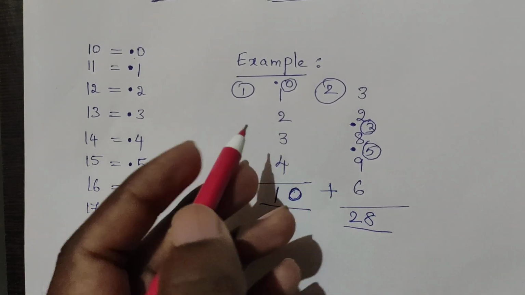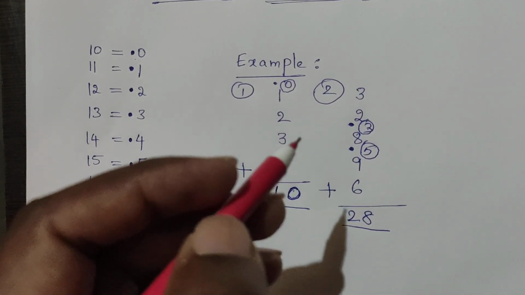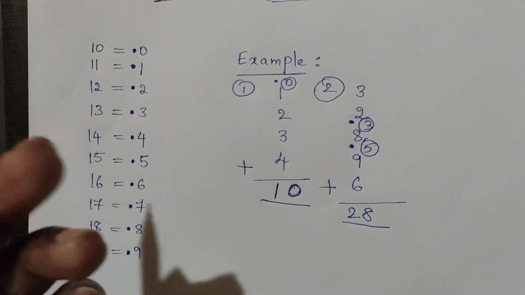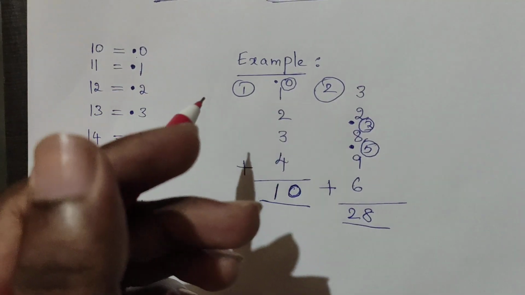These are the examples which are adding only single digits. Next we are going to add double digits. How to add double digits.